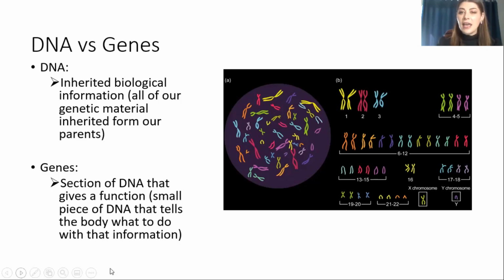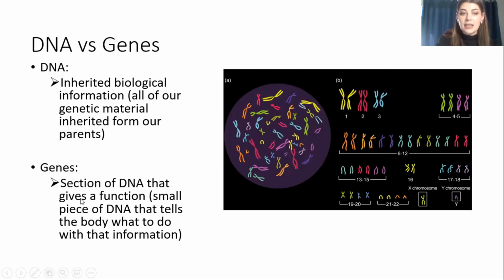Our DNA is basically caught up in these small things that we call chromosomes. Now, as humans, we have 23 pairs of chromosomes, meaning we have 46 in total. So you can see they are in pairs. And if you think about DNA, it's the inherited biological information. It's all the information you inherit, half from your mother and the other half from your father.